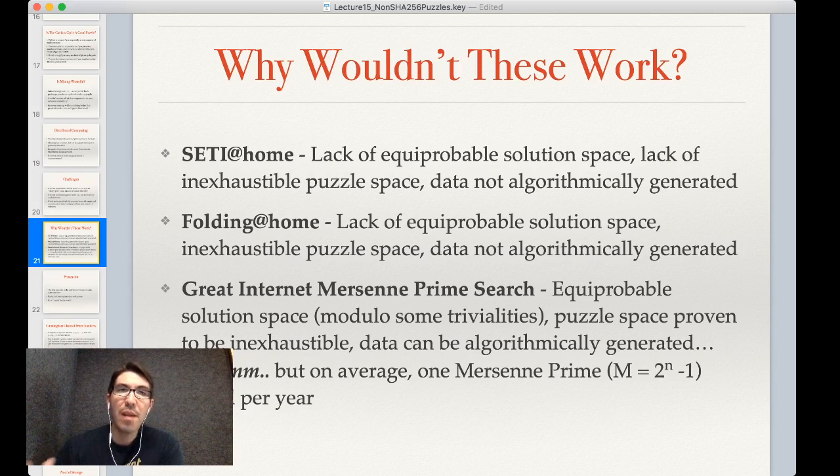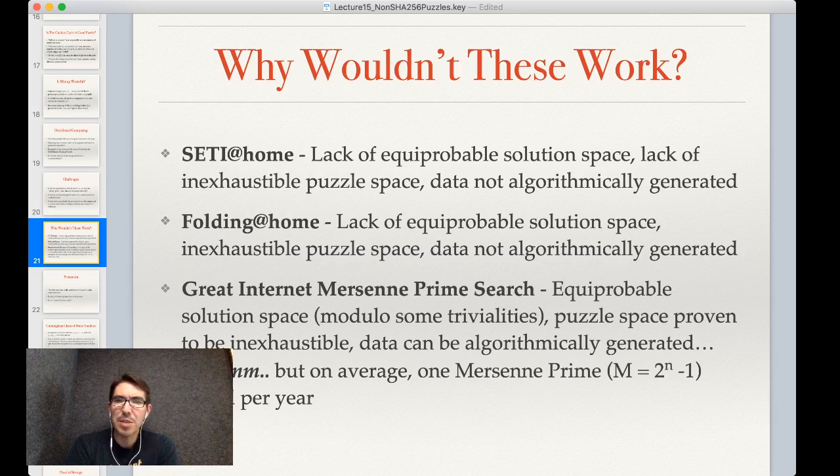Folding at home has a lot of the same problems that we have with SETI at home. We're getting the data from some specific places. The Great Internet Mersenne Prime Search. So this actually looks interesting at first. So we have, modulo some trivialities on where we already know that Mersenne primes have been found. Mersenne primes are just primes of the form 2 to the n minus 1.